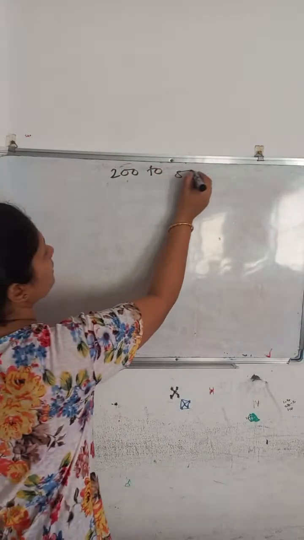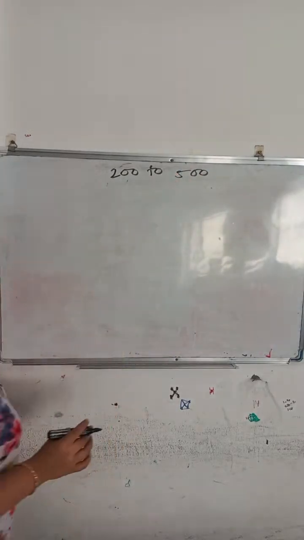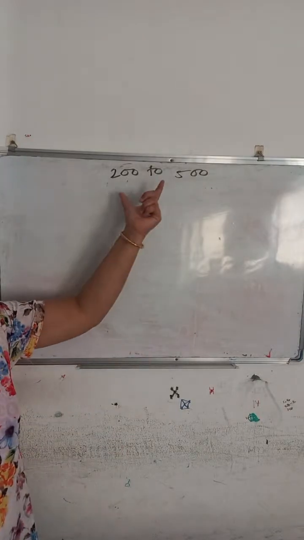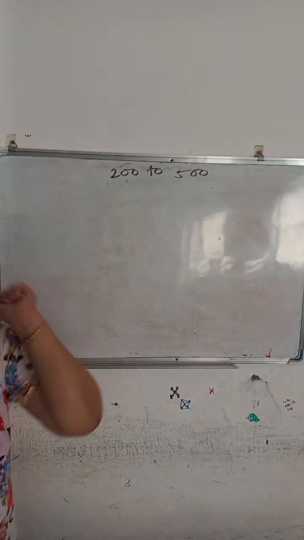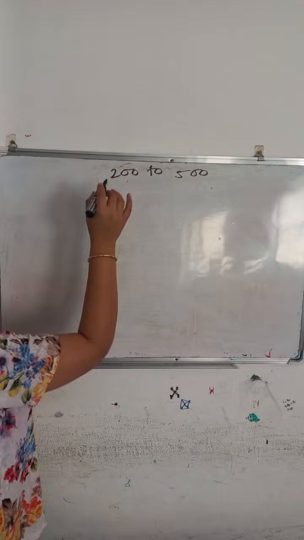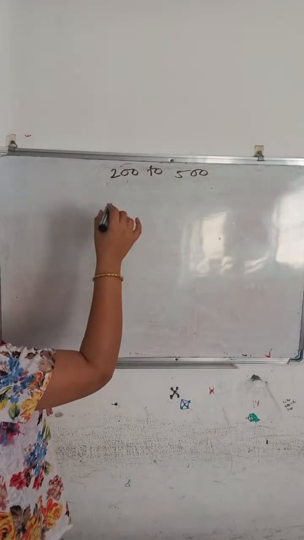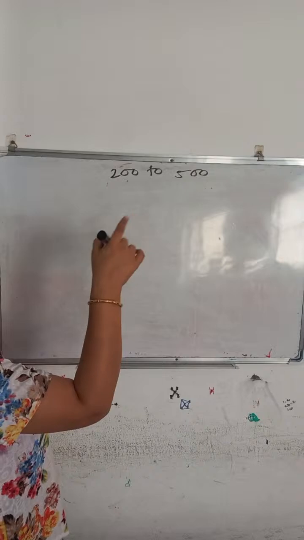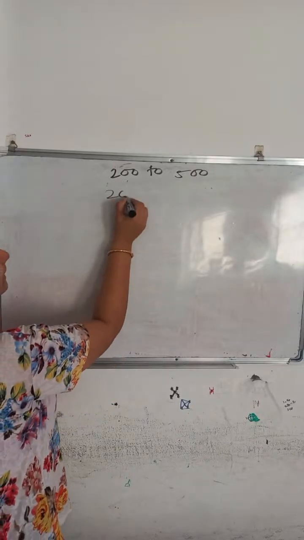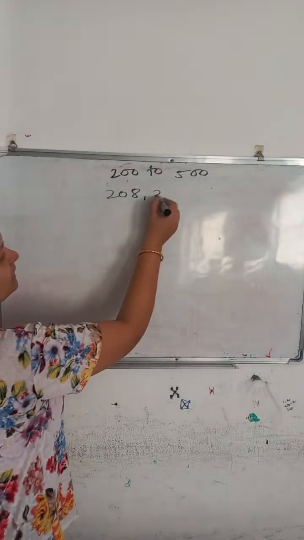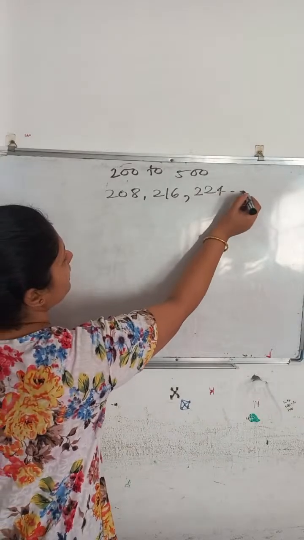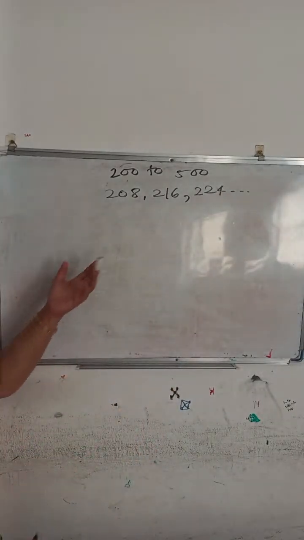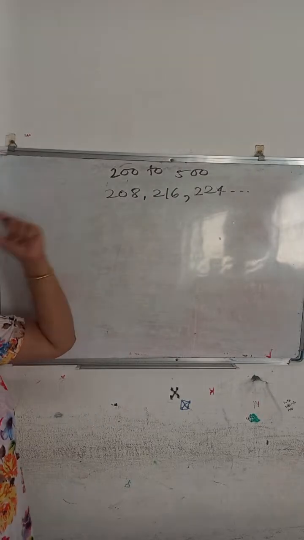The clause here is that the number should be divisible by 8. That means we have to find the numbers between 200 and 500 which are completely divisible by 8. So 200, 201, check the units place accordingly. First is 208, then next is 216, then 224 and so on. Just remember the table of 8.